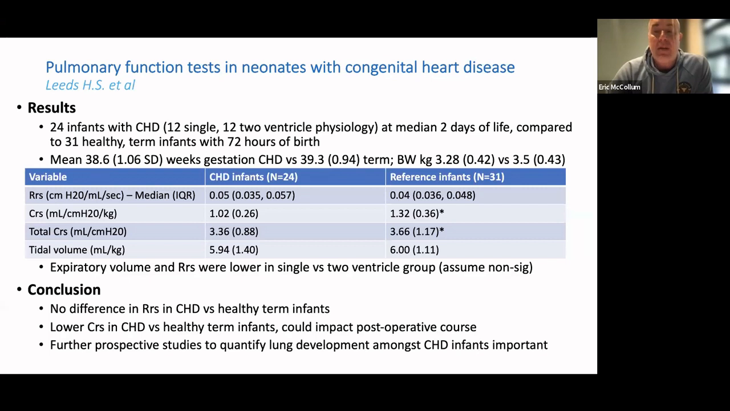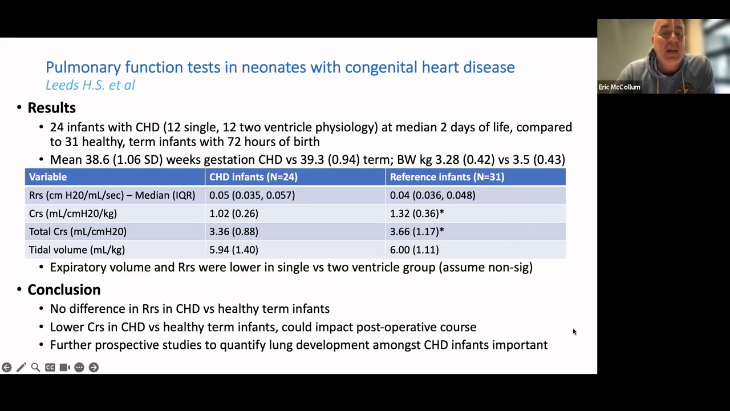From the table, on the left-hand side we have several single occlusion technique parameters, then the CHD infants and the reference infants. What's starred in the reference infants column is statistically significant. You can see that passive respiratory compliance is lower in the CHD infants, as well as total respiratory system compliance. They didn't see any difference in resistance and in tidal volume. But the value here, I think, is that the lower passive respiratory system compliance in CHD kids versus term infants could impact their postoperative course.